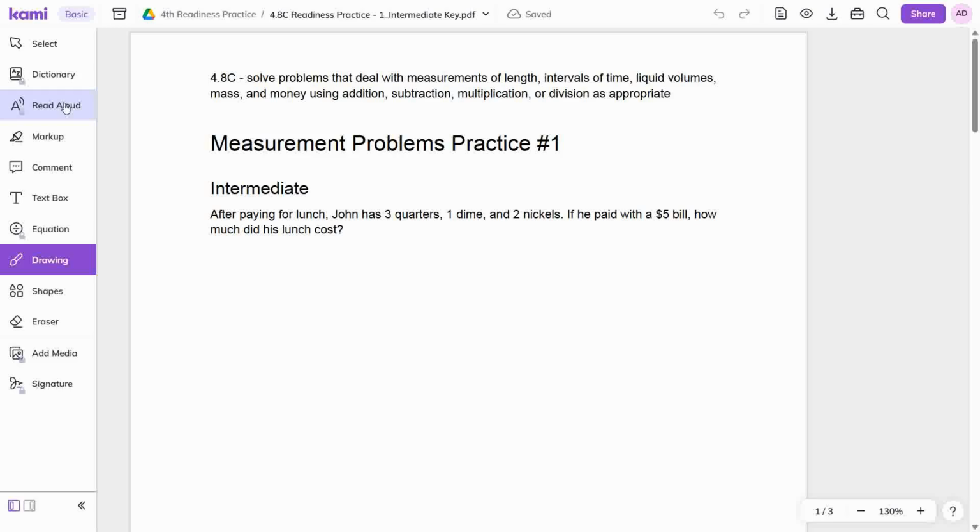Today we are looking at the fourth grade concept of measurement problems. This is standard 4.8C, readiness practice, the intermediate version.